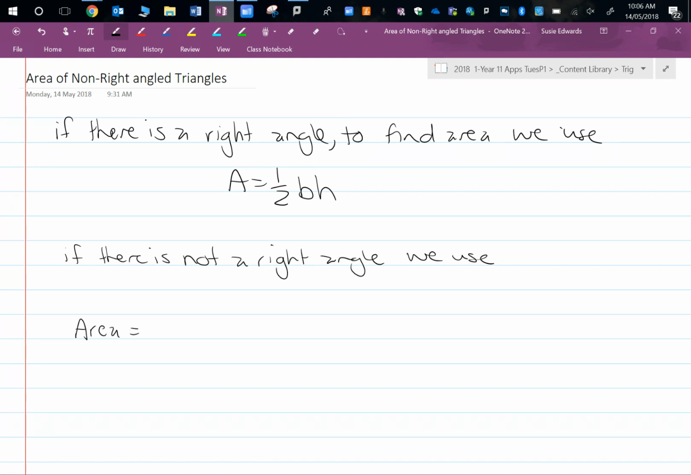Area equals half ab sine, and that's a capital C. So lowercase a, lowercase b, sine capital C. And so we need to know what those letters mean in a second.